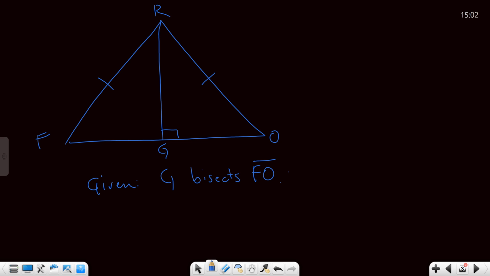What does it mean when G bisects FO? The 2 sides of the big triangle. Be specific and tell me which 2 sides are congruent. FG and OG. Okay, follow? So then RG is congruent to itself, so why are those triangles congruent? Side-side-side, it's just like the last one.